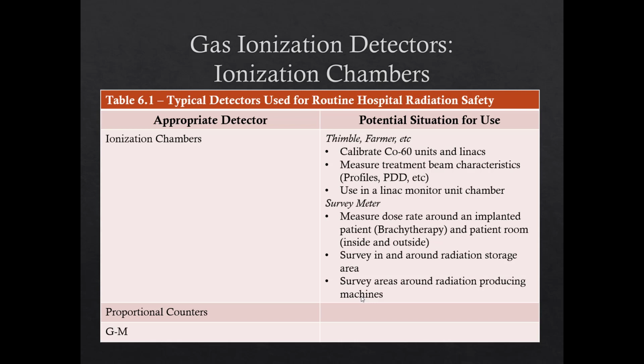So the typical uses, this is actually adapted from your textbook. For ionization type chambers, the Farmer thimble chamber, for example, is going to be used to calibrate your Linacs. This is used for measuring your treatment beam characteristics. And this is actually the transmission type ionization chambers, or what's in the Linac head. This is something that we discussed when talking about the schematic of the Linac, and the monitor unit chamber is an extremely important entity. We also have the survey meters.